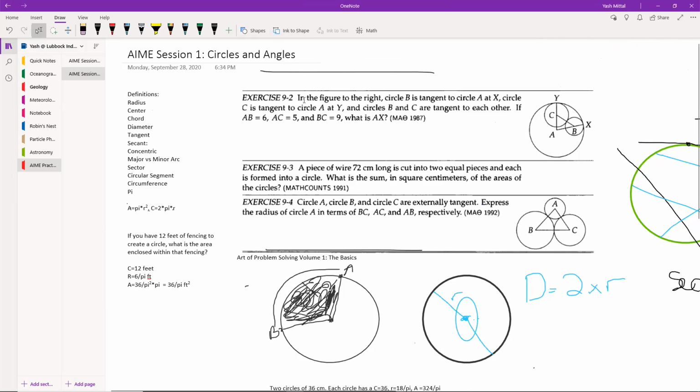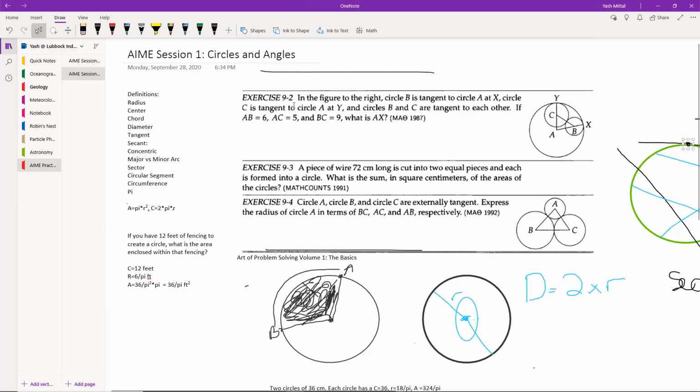9.2. So in the figure on the right, circle B is tangent to circle A. We have circle B, which means that B is the center of the circle. A is the center of circle A, tangent at X. And so B is tangent to circle A right here. Notice earlier how I said tangent is only tangent at one point. That's the one point where the circles B and A meet.